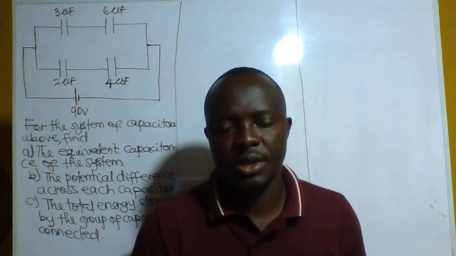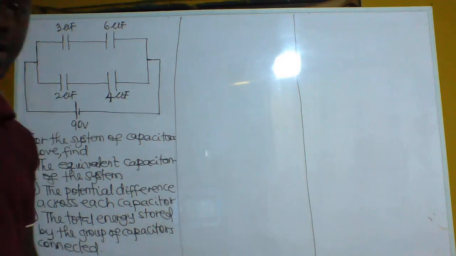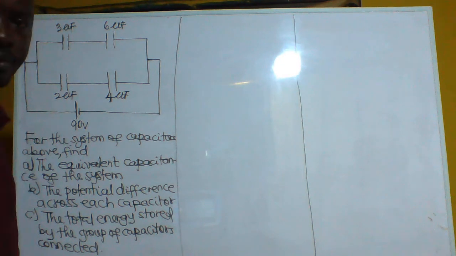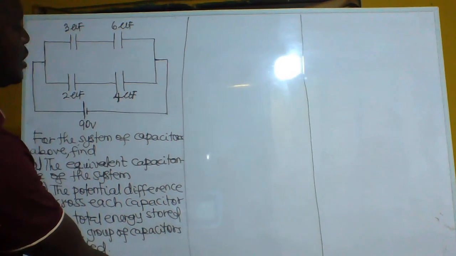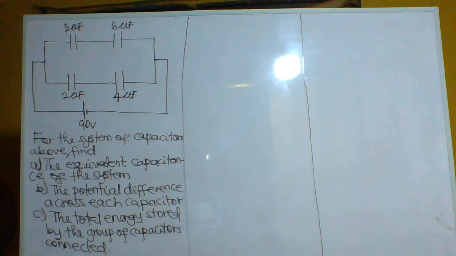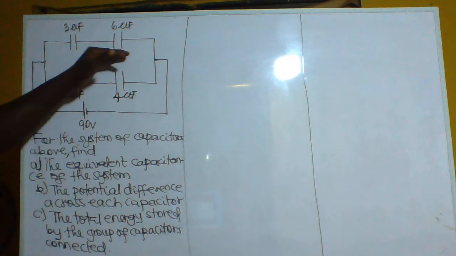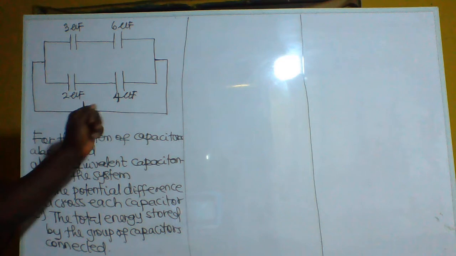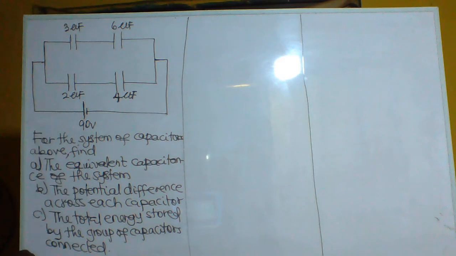Let me adjust my screen a little bit to get the question. The first question is captured on the board, and that's the drawing you see. We have this system of capacitors connected. Two capacitors are connected in series, and these two are also connected in series, but both pairs are connected in parallel to each other across a source voltage of 90 volts.